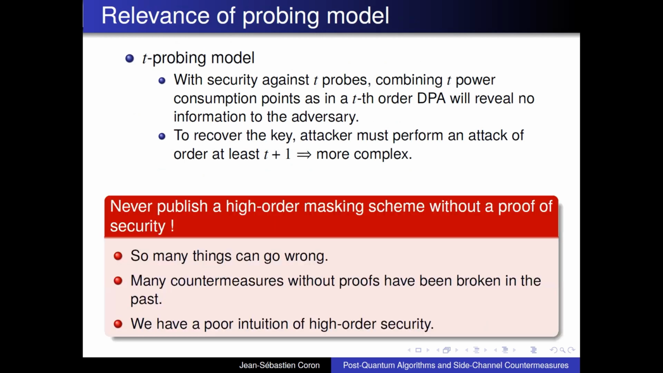But one of the main lessons in side channel security is to never publish a high order masking scheme without a proof of security, because so many things can go wrong. And actually, in the past, many countermeasures without proofs have been proposed and then broken because of this lack of security proof. And this is because we have a poor intuition of high order security. There are so many ways, actually exponentially many ways, of combining shares that there is no chance that a countermeasure is secure without a security proof.